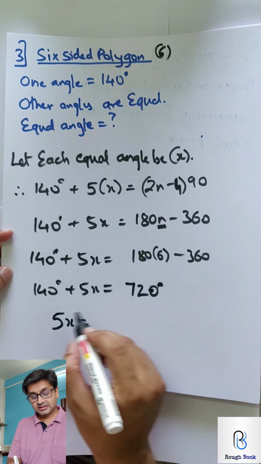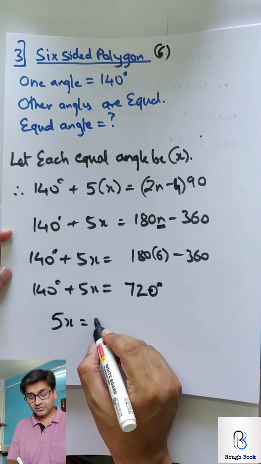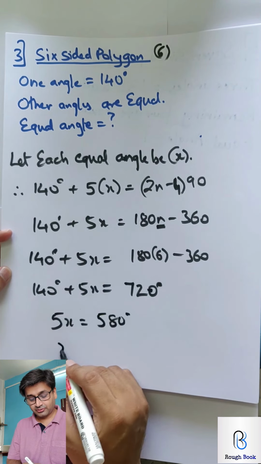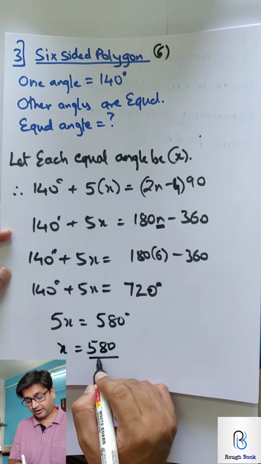So 5x equals 720 minus 140, that is going to be how much? 580. So x is 580 upon 5.